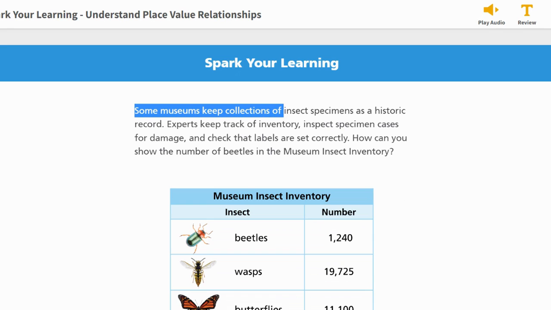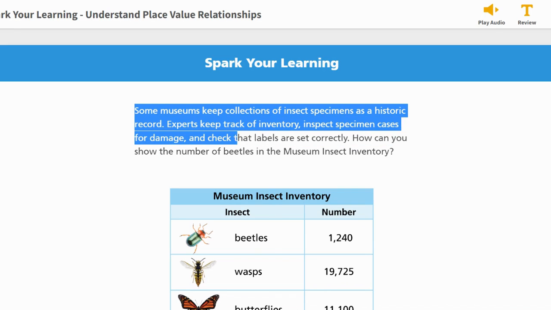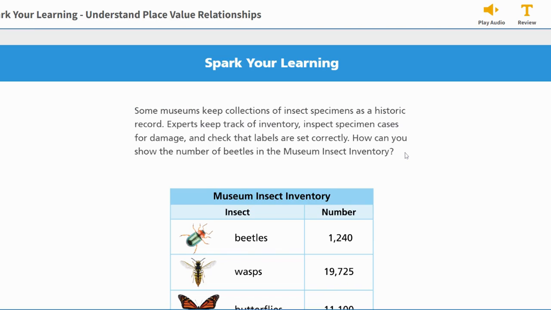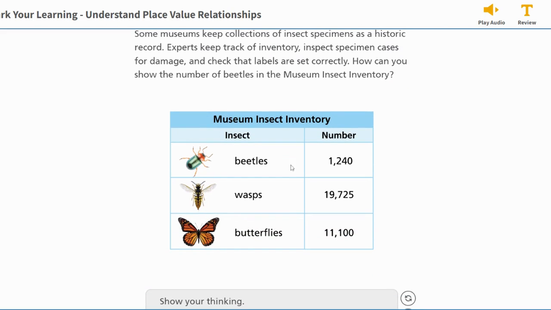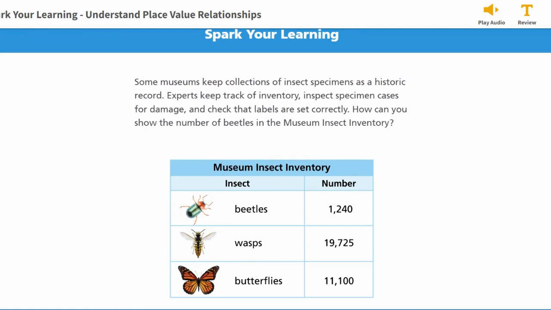Some museums keep collections of insect specimens as a historic record. Experts keep track of inventory, inspect specimen cases for damage, and check that labels are set correctly. How can you show the number of beetles in the museum insect inventory? So here we have a table. We're looking at beetles, and we have this number, 1,240. Then we have wasps, 19,725, and butterflies, 11,100.